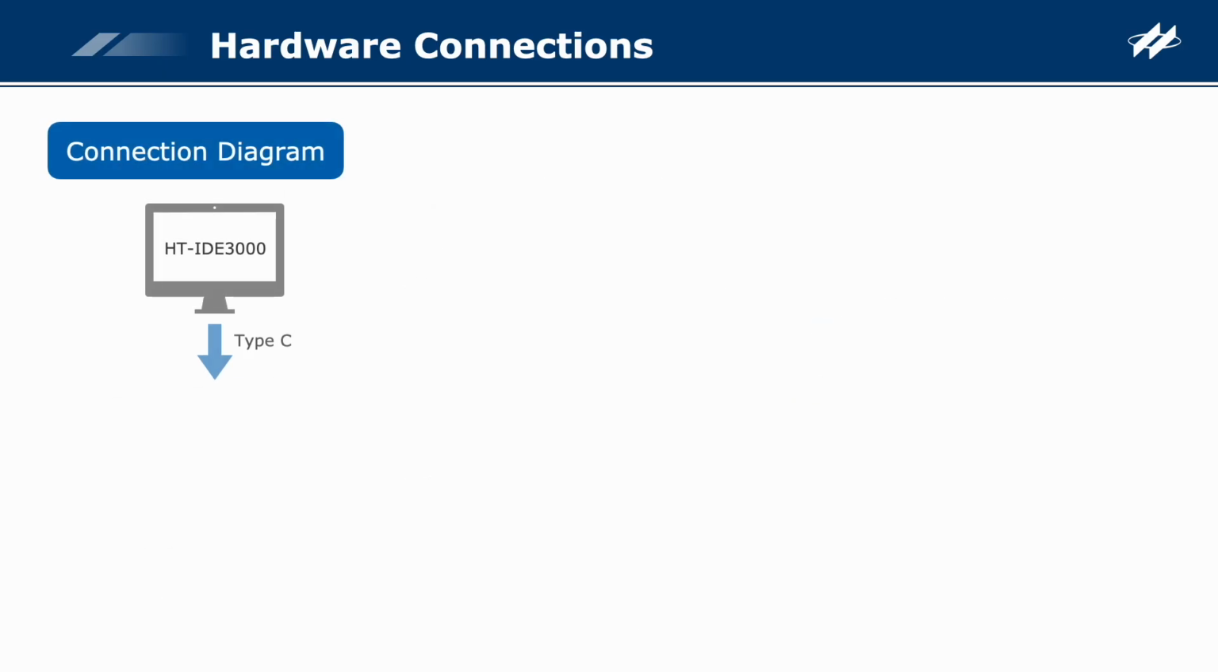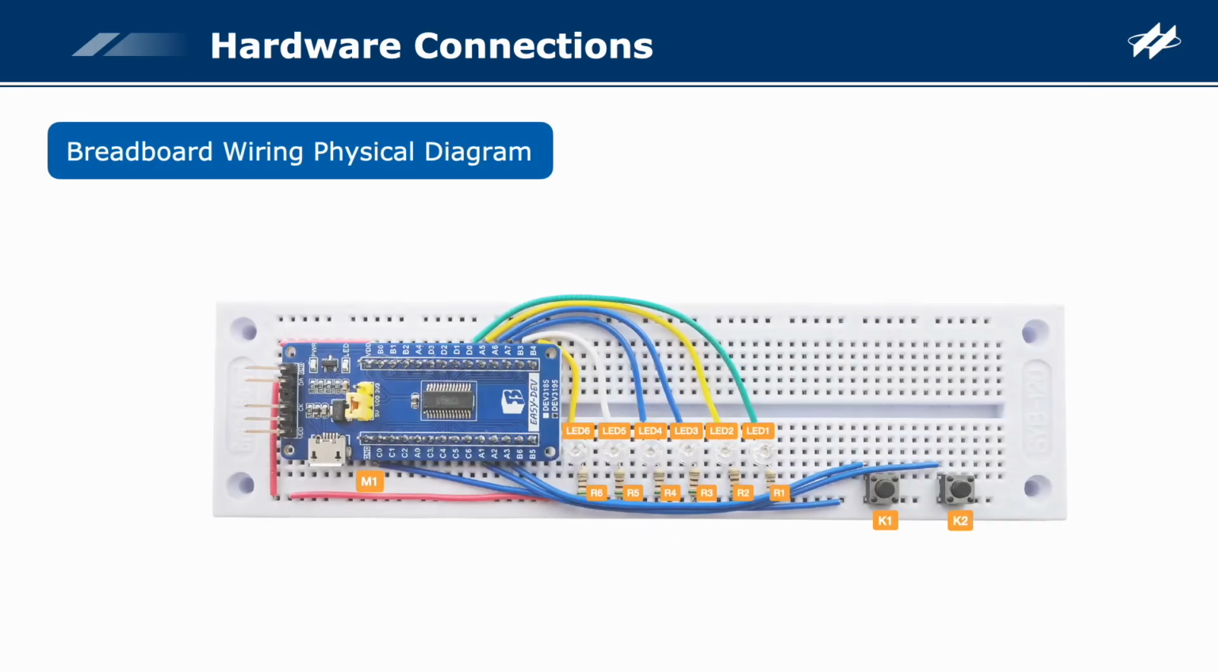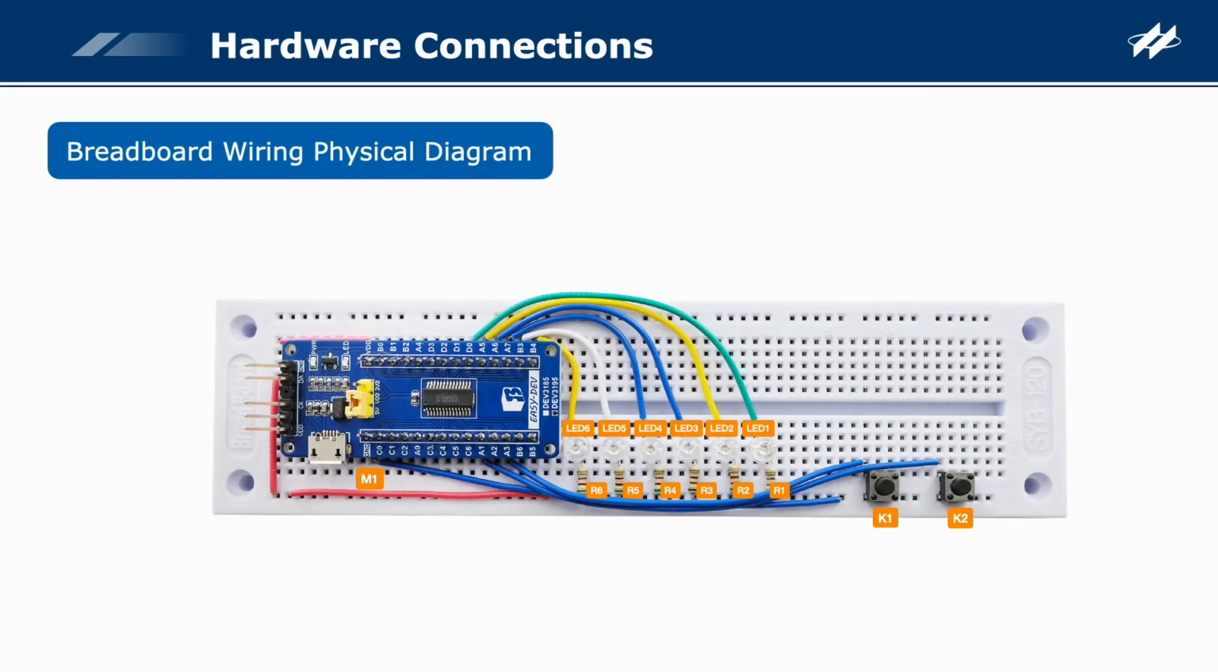For this experiment, we'll be using a breadboard. Below is the connection diagram for the setup. The power supply voltage VDD is 5 volts. You can find the programming pins on the upper side of the development board. For in-circuit emulation or programming, you can use either the E-Link Pro 2 or the E-Writer Pro 2 tool. Finally, here is a physical wiring photo of the breadboard for your reference.